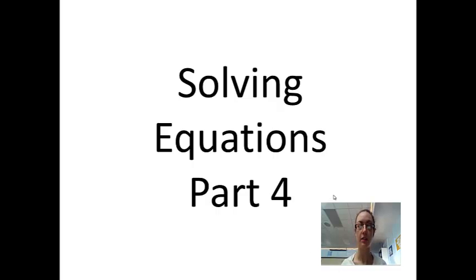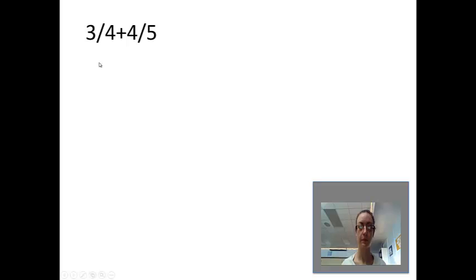Today we're going to be working on solving equations. This is part 4. So today the equations that you're going to be working on are going to have fractions. For those equations, you're going to want to change the fraction to a decimal.